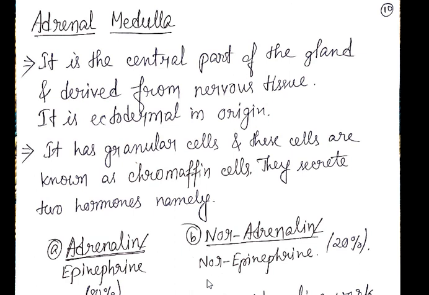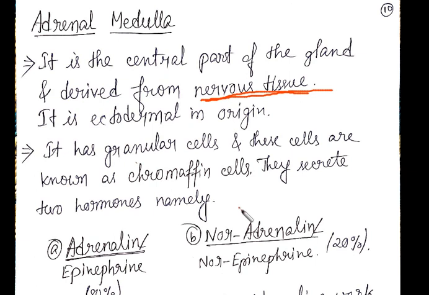First, it is the central part of the gland, that is true, and it is derived from nervous tissue. So this is the very important thing you need to understand. Question may come from this. See, this is derived from which type of tissue? This is derived from nervous tissue. So please try to remember and make it a point. Okay. Now it is ectodermal in origin.